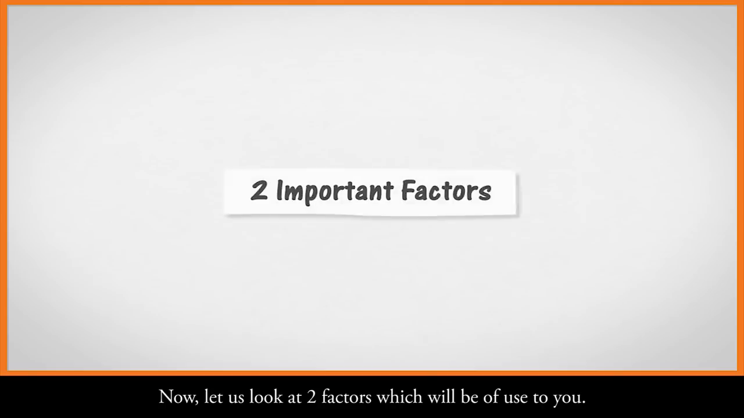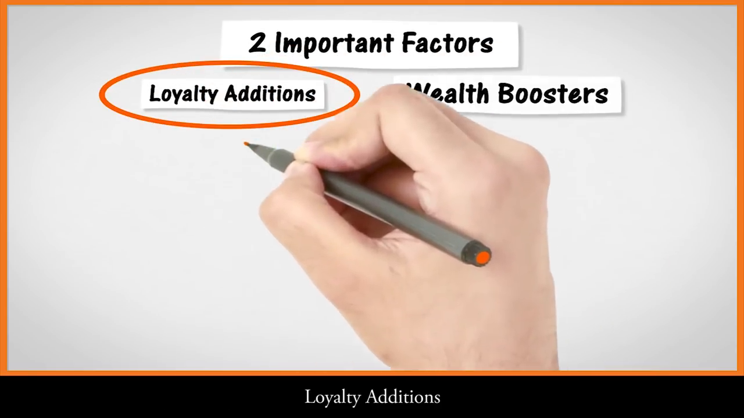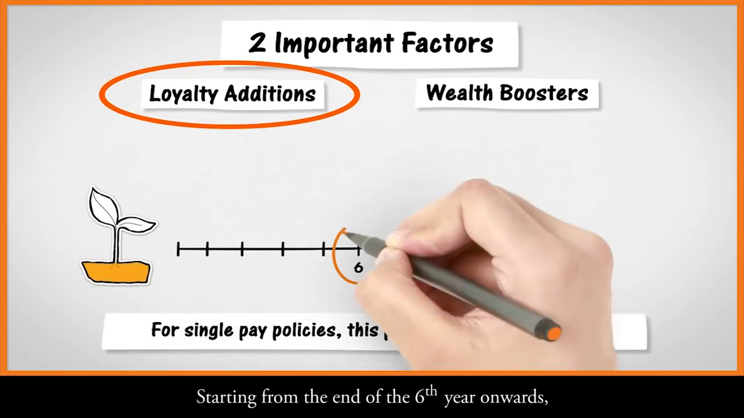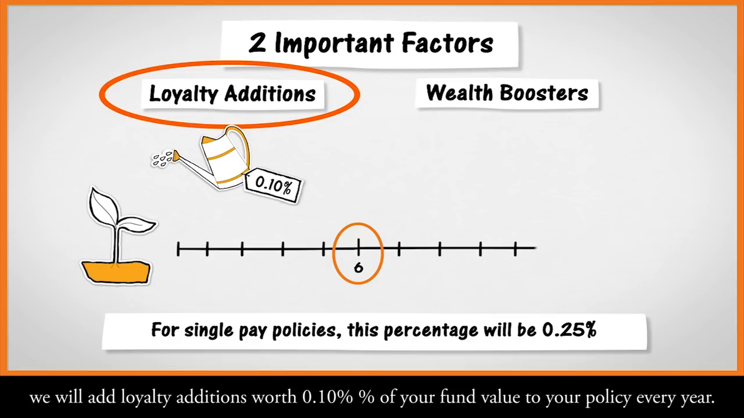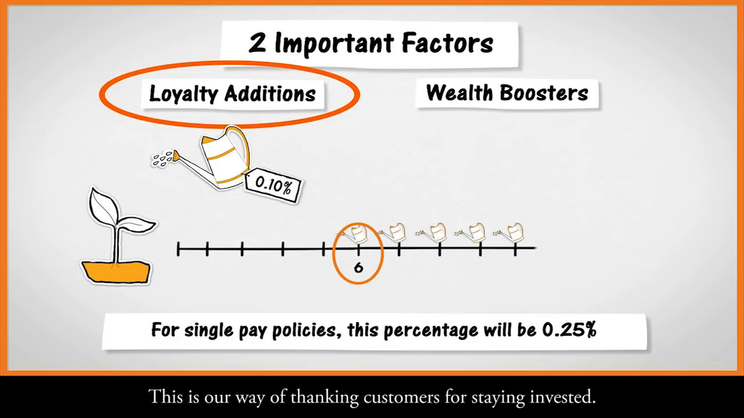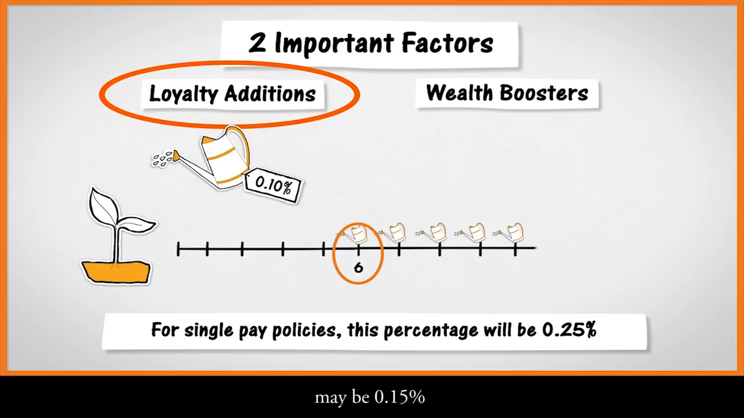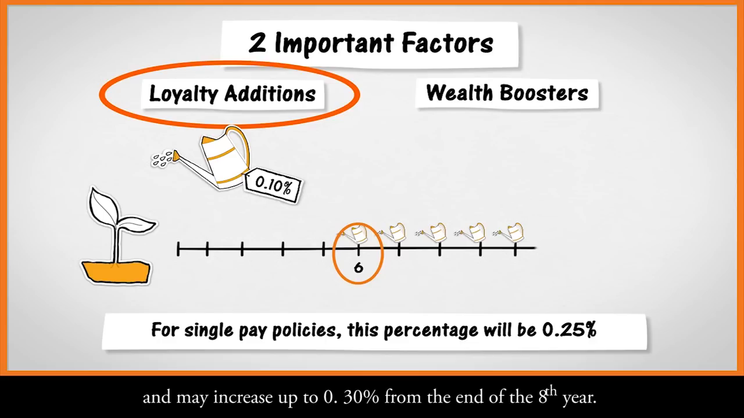Now, let us look at 2 factors which will be of use to you. Loyalty additions. Starting from the end of the 6th year onwards, we will add loyalty additions worth 0.1% of your fund value to your policy every year. This is our way of thanking customers for staying invested. Depending on your premium payment term, the percentage of additions added to your policy may be 0.15% and may increase up to 0.3% from the end of the 8th year.